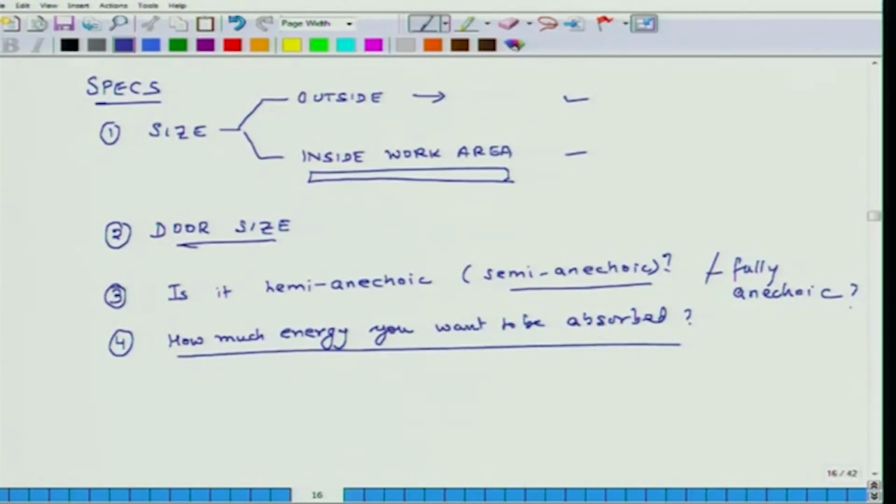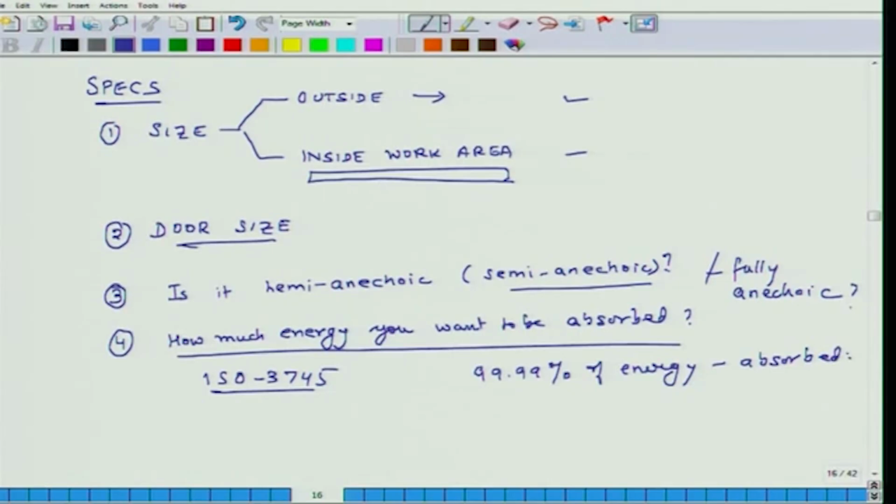Okay, there are some standards for that. So there is one standard called ISO 3745 in terms of how do you characterize this. And a lot of times people say, and I'm just throwing out a number, that I want 99.99% of energy to be absorbed.